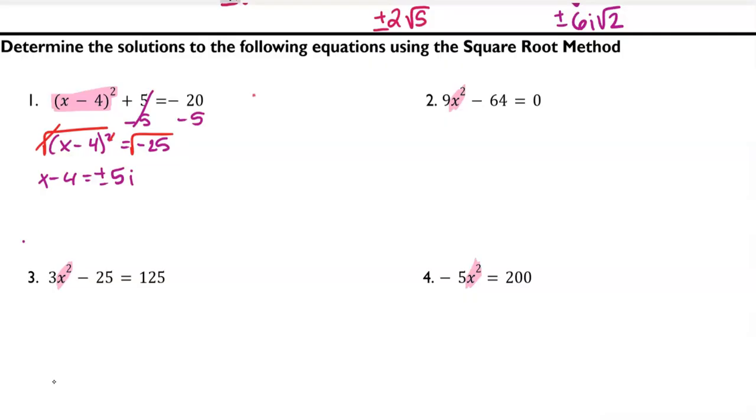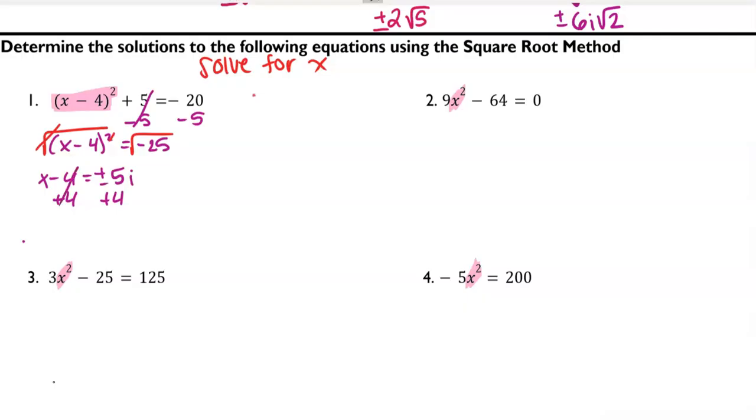But we are not done here. We have one more step we need to do, because essentially here we are solving for x. And we're not done solving for x if x is not alone. And on this left side, we still have x minus 4. So our last step will be to add 4 to the other side.